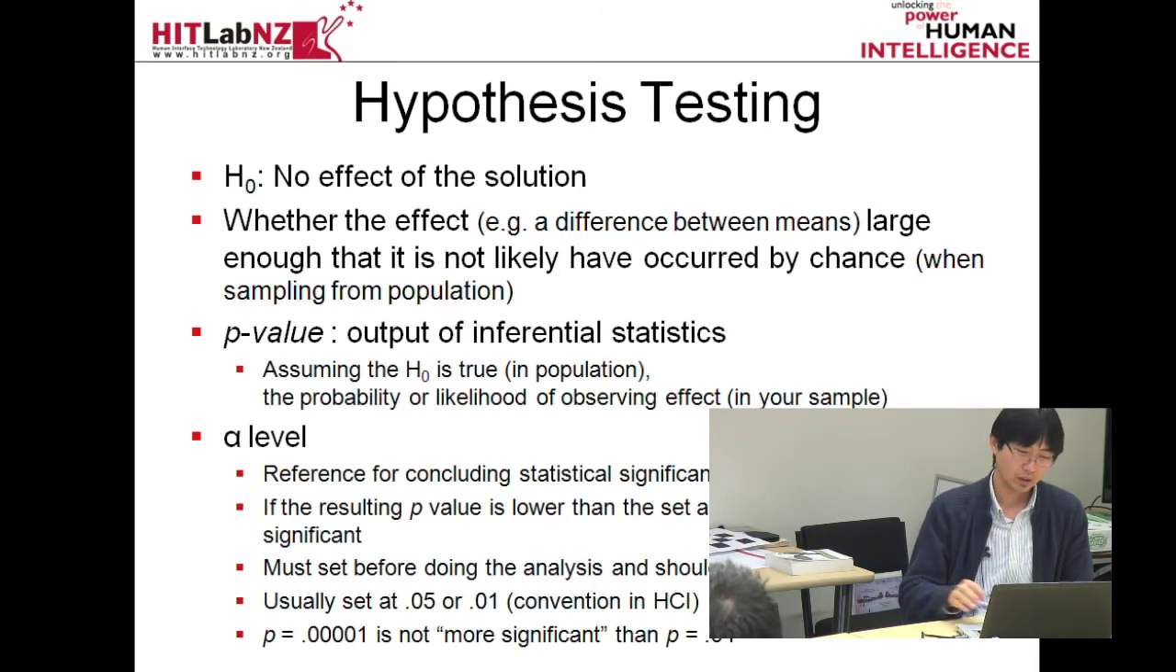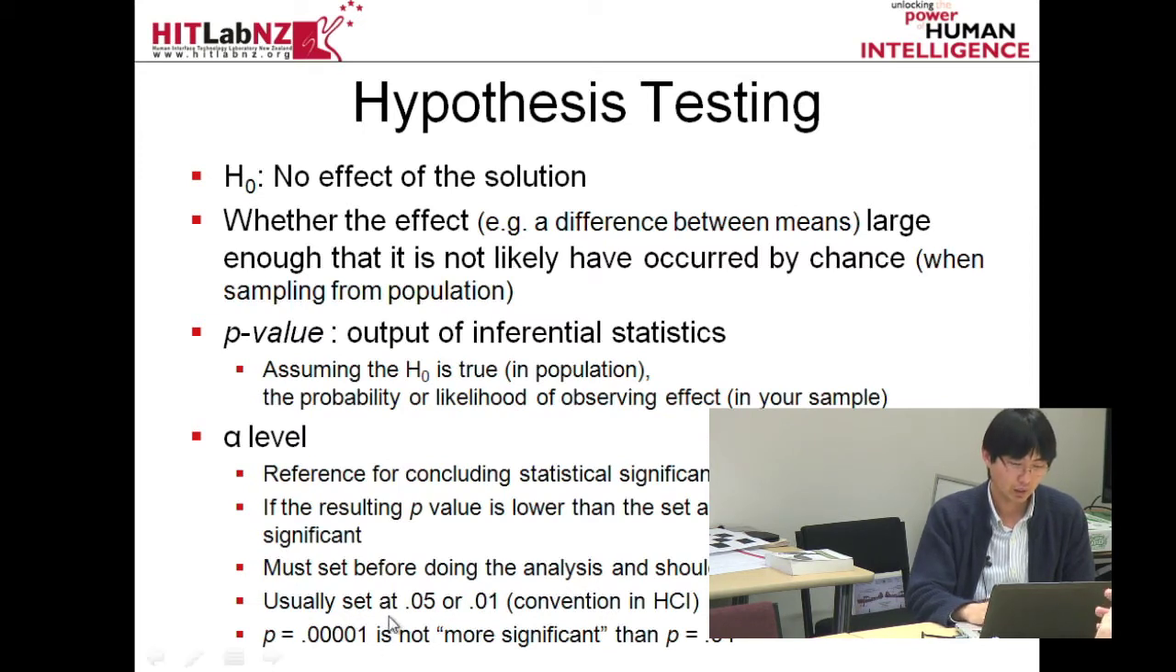But basically, this alpha level, which is the threshold for deciding whether the p-value is significant or not, is a convention in experimental research, where people mostly agree that 5% is a low probability of making an error. Sometimes if you want to be more strict, they also use 1%, which is 0.01. But in many cases, it's mostly 0.05 that we use in HCI.